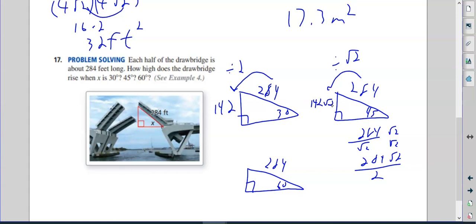And for 60, we want to first go to the small side, which again, this is not drawn to scale. I apologize. So we divide by 2. So again, even though it's not drawn to scale, this is the small side. Okay, so that's going to be the hypotenuse divided by 2, which is 142. And then going here, we simply multiply by radical 3. So that's going to be 142 radical 3. And that's it.